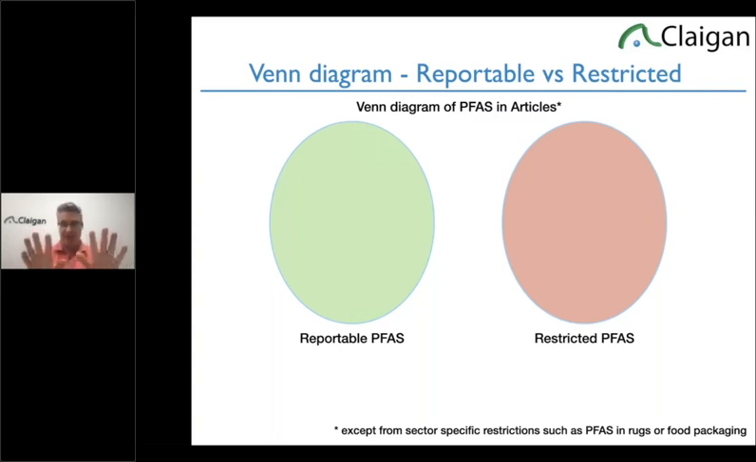All the restricted PFASs in articles, in chemicals like cosmetics, is a bit different. All the restricted PFASs are unintentional, so they're not reportable. So the reportable PFASs are not overlapping with the restricted. It's funny, in none of the laws right now are the restricted ones reportable, only the unrestricted ones.